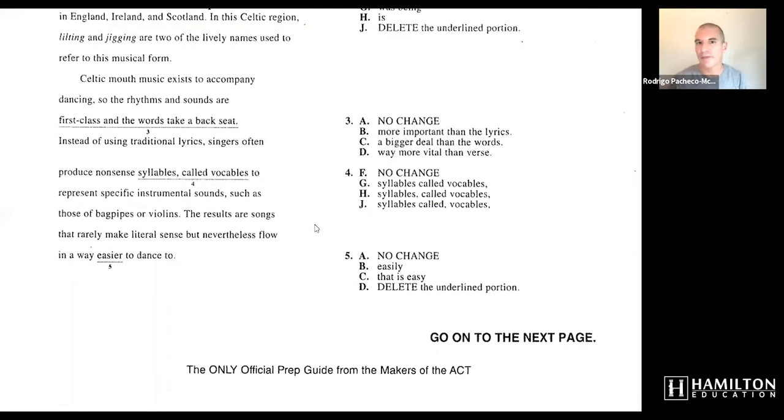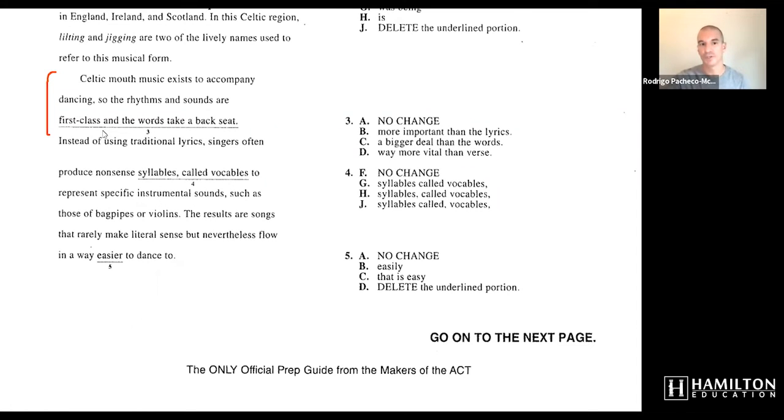Question three, we might think of as a word choice question. Here we have to think about tone, since each of these answer choices provides a different tone as well as a different level of formality. So let's take a look at the context. We'll look at the sentence here and then go through the different answer choices. So Celtic mouth music exists to accompany dancing, so the rhythms and sounds are blank. So looking at A, no change, first clause, and the words take a back seat.